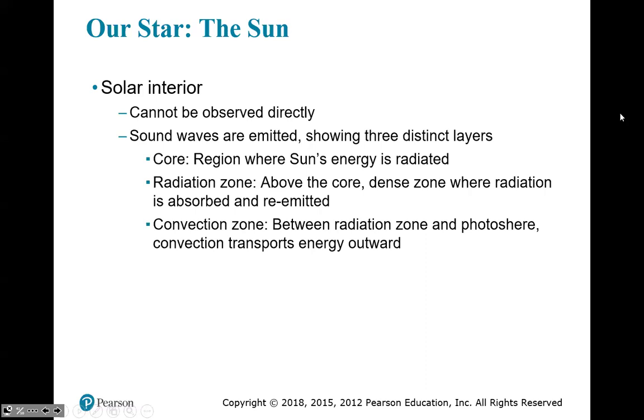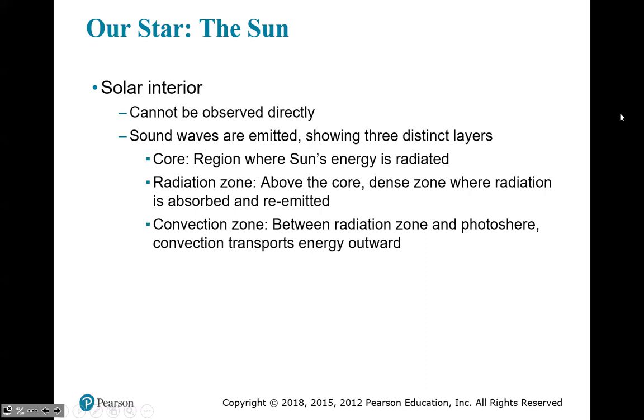So the core is the region where the sun's energy is generated. That's where fusion actually occurs. It's only about 25% of the radius in size of the whole sun. So it's quite a bit smaller. So when the sun runs out of fuel, there'll be plenty of hydrogen left. It'll just be outside of the region where it can fuse.